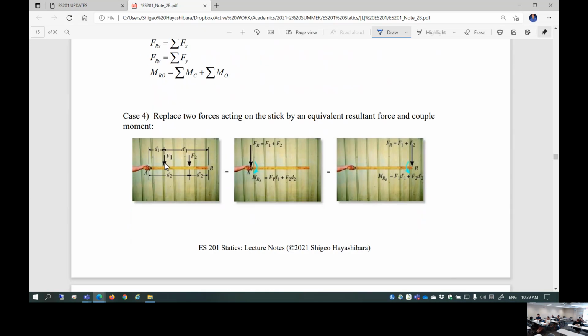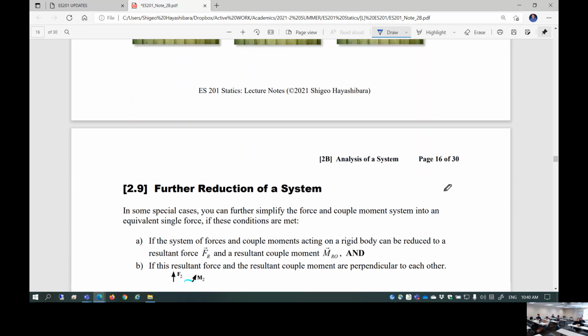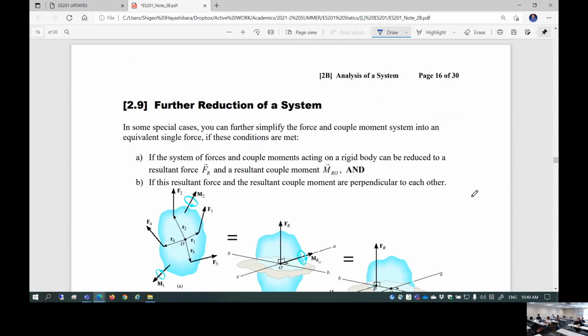Replace two forces, F1 and F2, acting on a stick by an equivalent resultant force and couple moment. First of all, you're going to add them up and move them here. And then each one of them creates a moment; add them up. And then you can place the resulting force and moment in any location, here or here, either way. It's all equivalent. Okay.